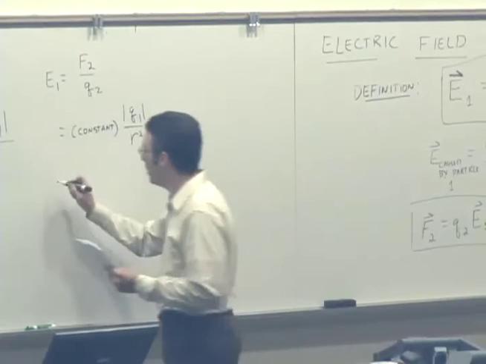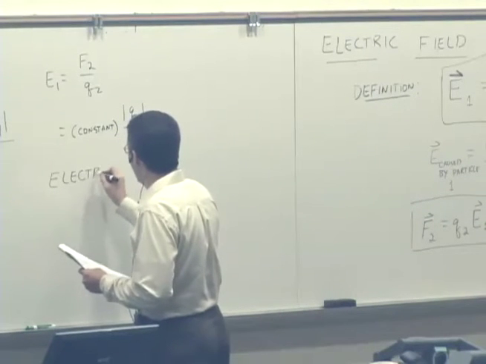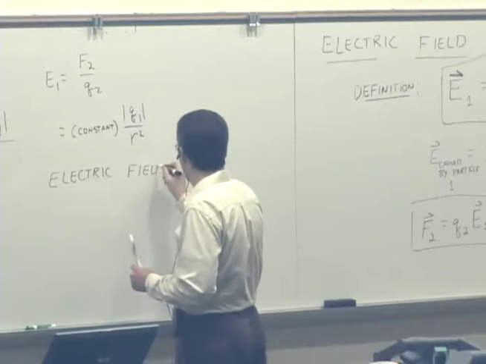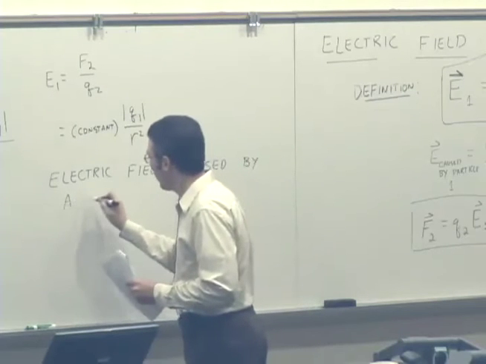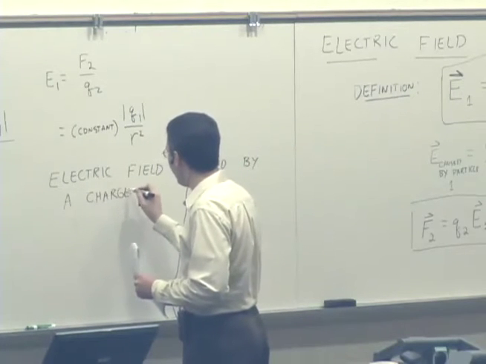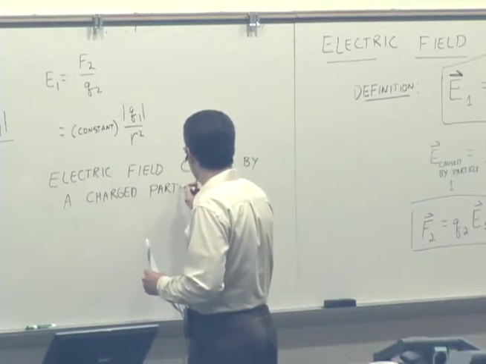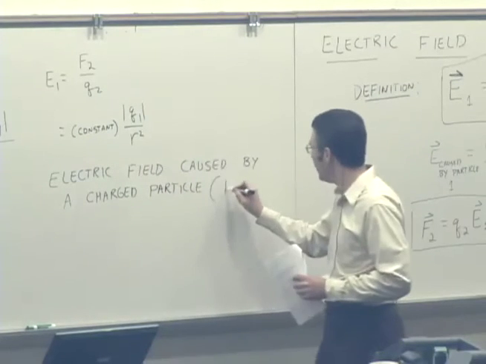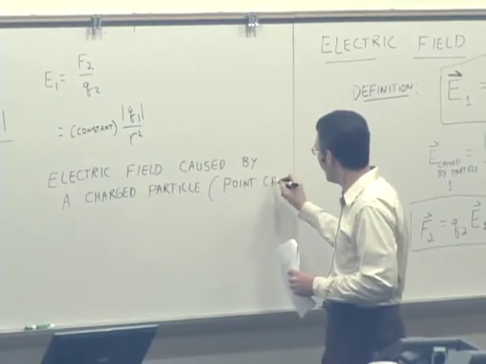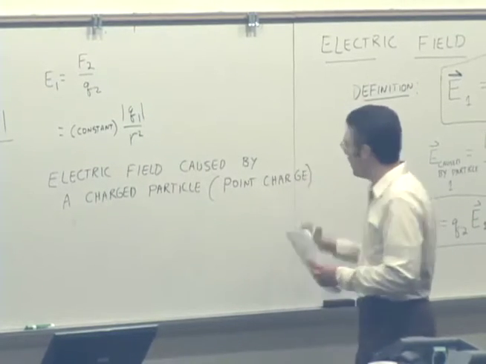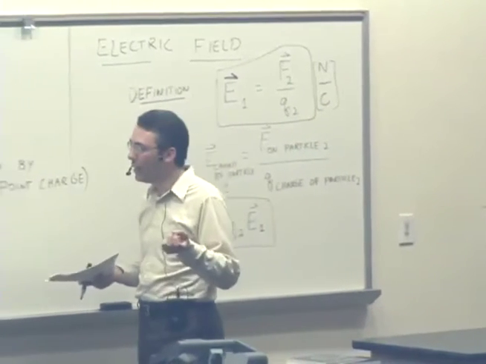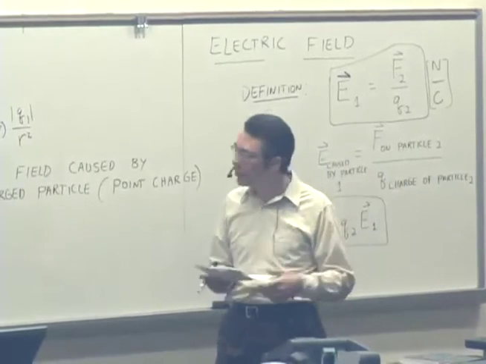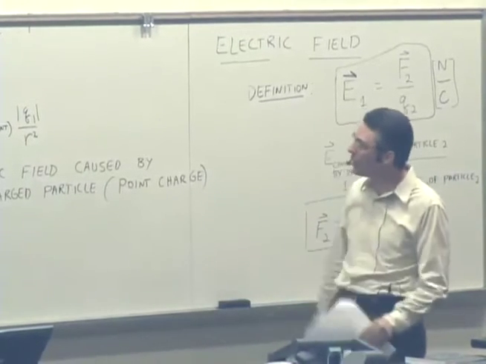So, electric field caused by or due to a charged particle. Or sometimes you'll hear me say the field due to a point charge, because we're making the approximation that these charges are very tiny and basically are point-like objects. Okay? Electrons really are, as far as we know, point-like objects. Larger particles like protons have some structure to them, but we can often approximate them to just be point-like.